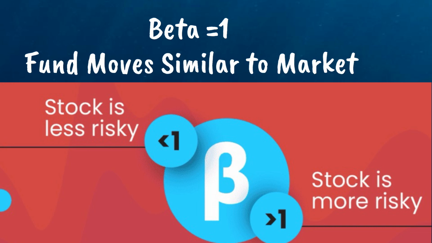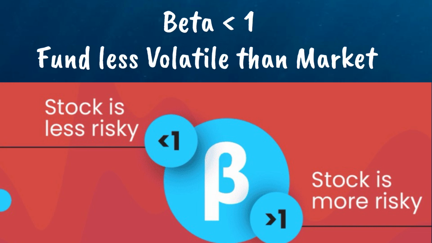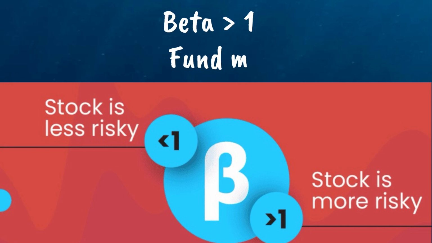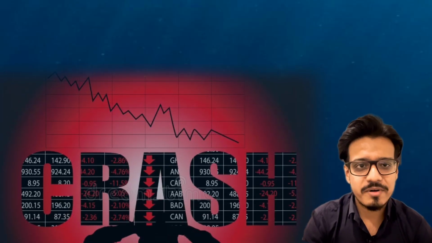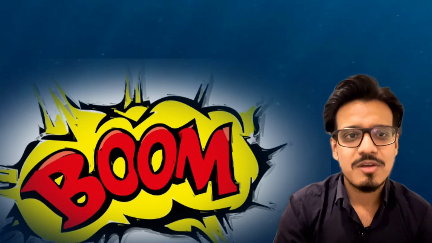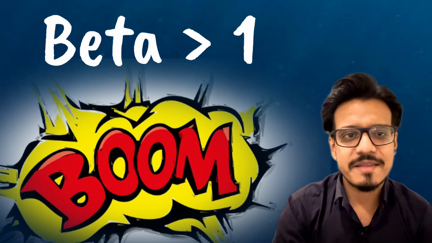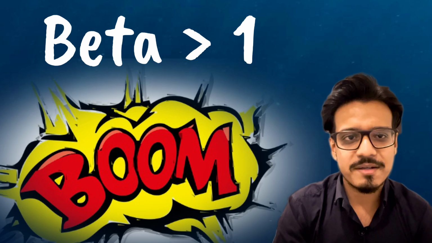Next filter is beta. Beta shows how much a fund moves compared to the overall market. If beta is 1, the fund moves exactly as per market. If a fund is having beta less than 1, it means it is less volatile than the market. But if it is having a beta more than 1, it means it is more volatile than the market. If you are afraid of a market crash, you should go with the fund having beta less than 1. But if you feel the market is going to boom, you may go with the higher beta because in that situation, the fund will give more returns than the market.